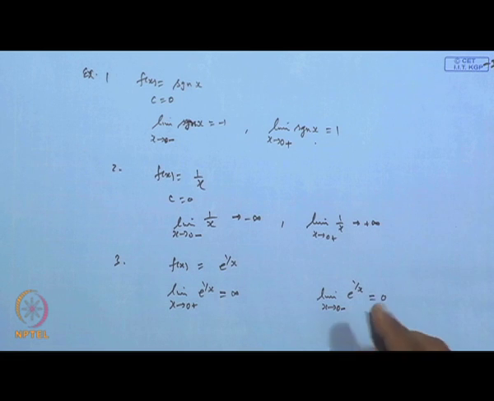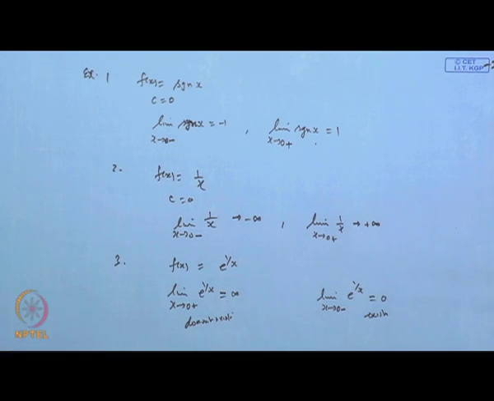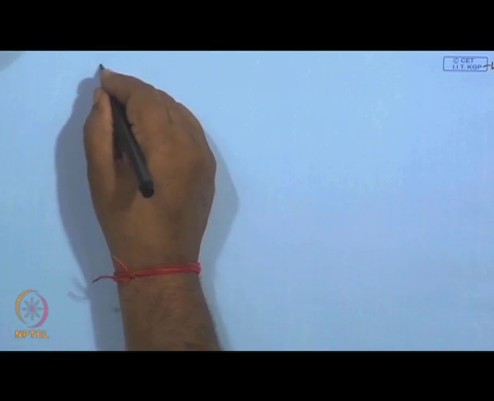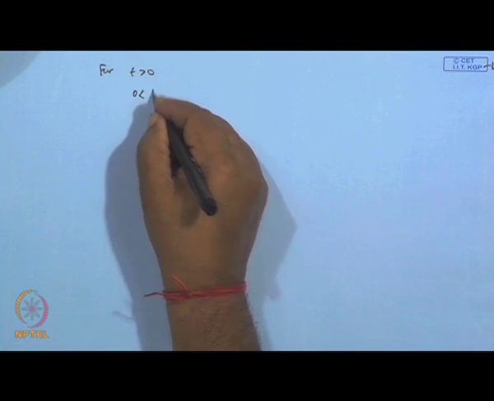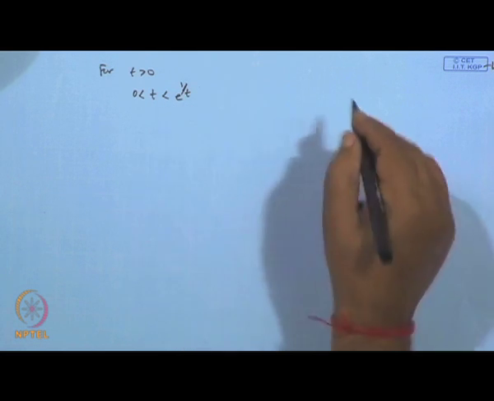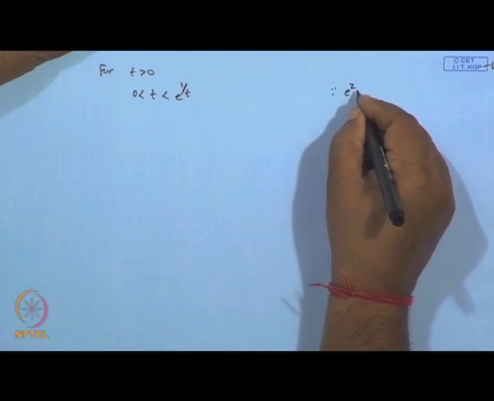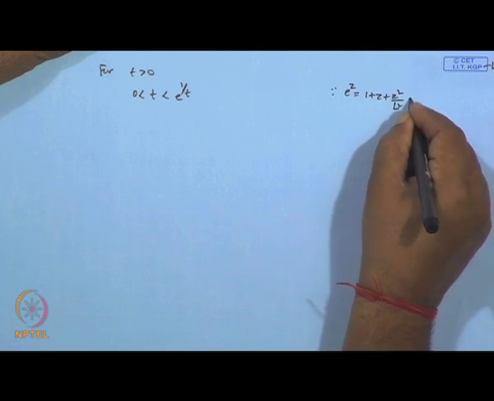So, the left hand limit exists, but the right hand limit does not exist; it comes out to be infinity, not finite. The reason for this is simple. Why is it so? Because for any t greater than 0, we have 0 less than t less than e to the power t, because the expansion of e to the power t is 1 plus t plus t square by factorial 2 and so on.